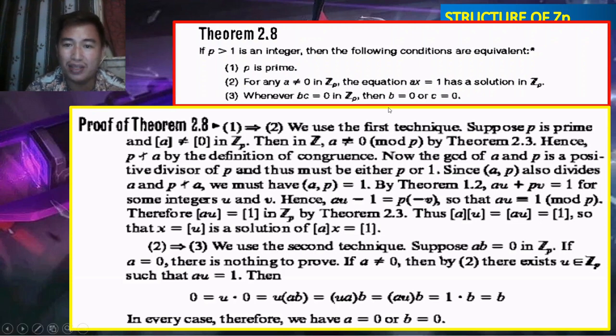So, AU ang gigamit, dili na X. So, AU equals 1. Then, 0 is equal to U times 0. Tama kay U times 0 is 0. Si 0 class, giilisa na to og AB, kay AB is equal to 0 man.